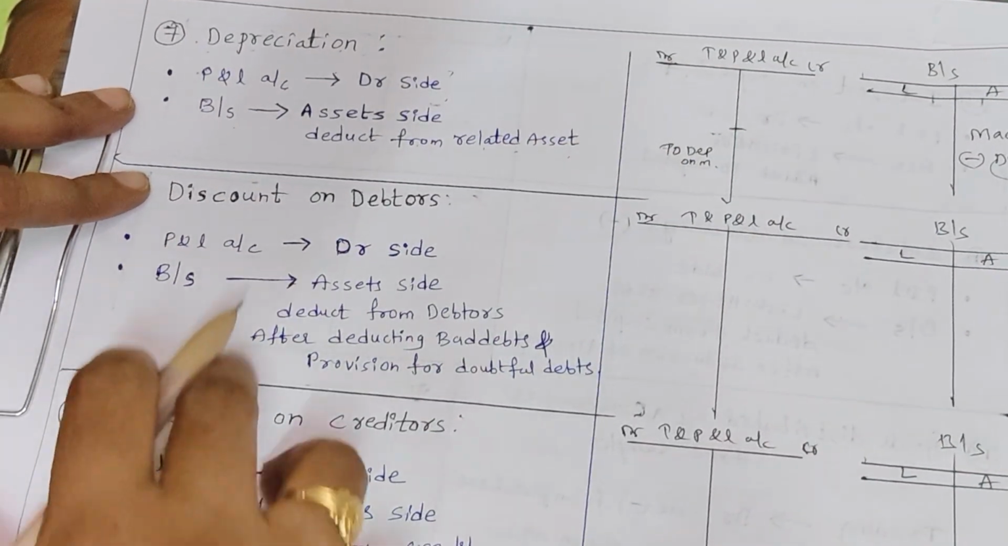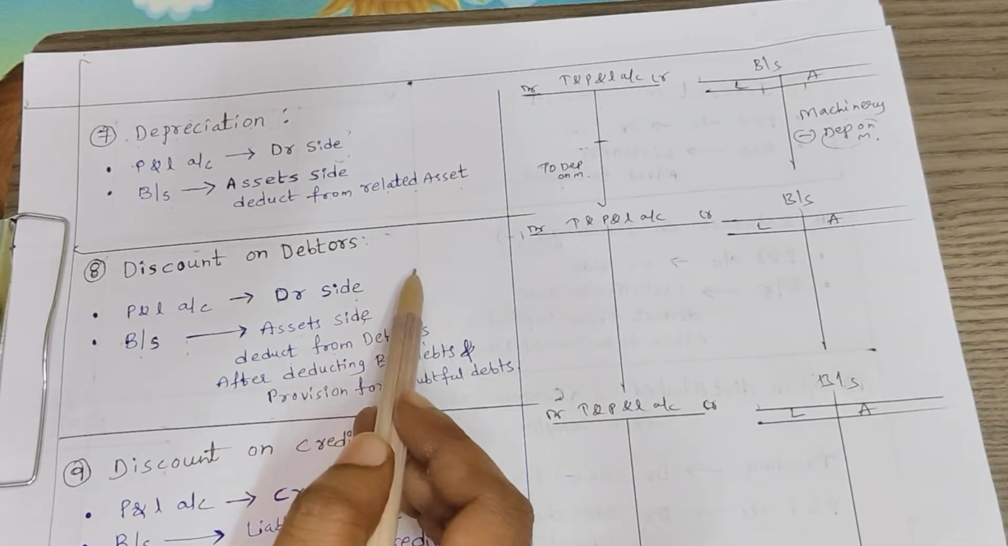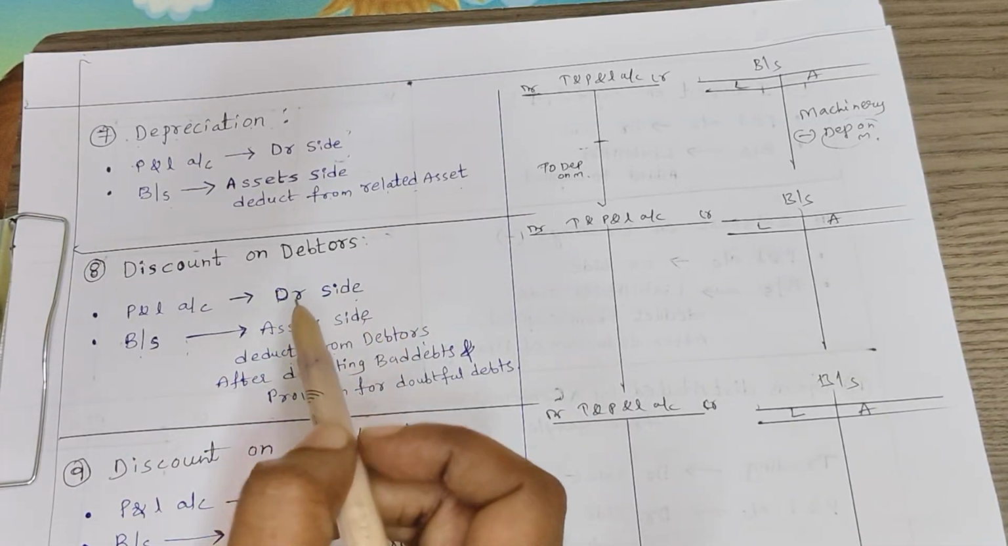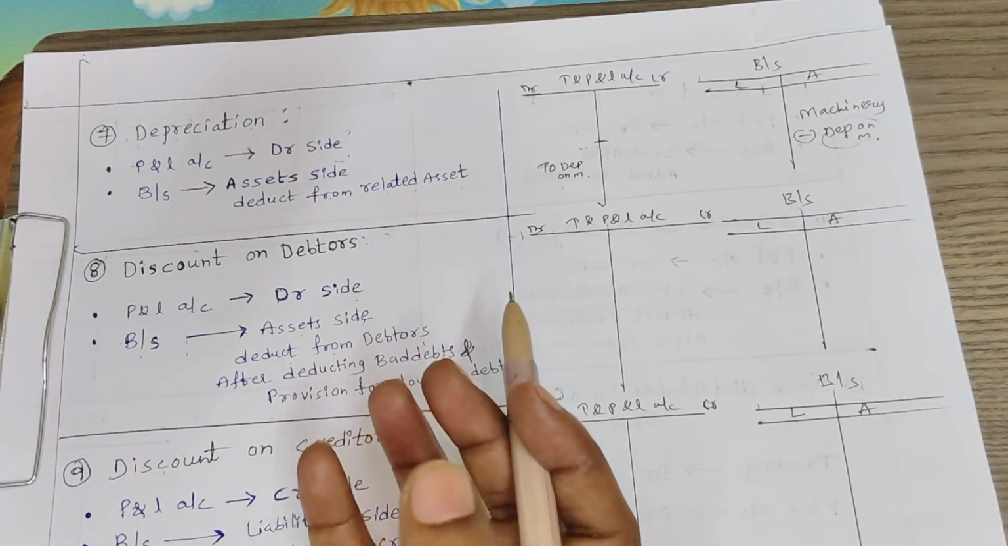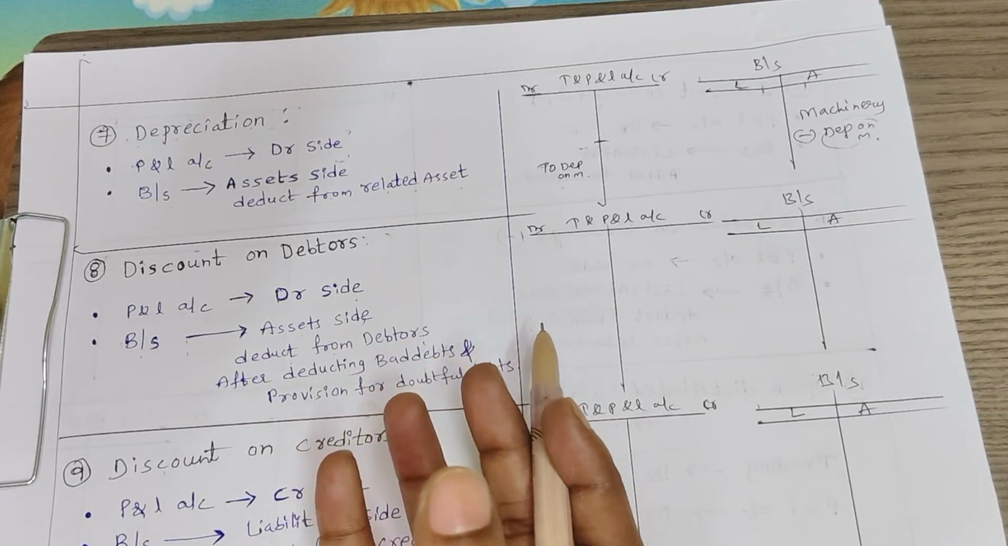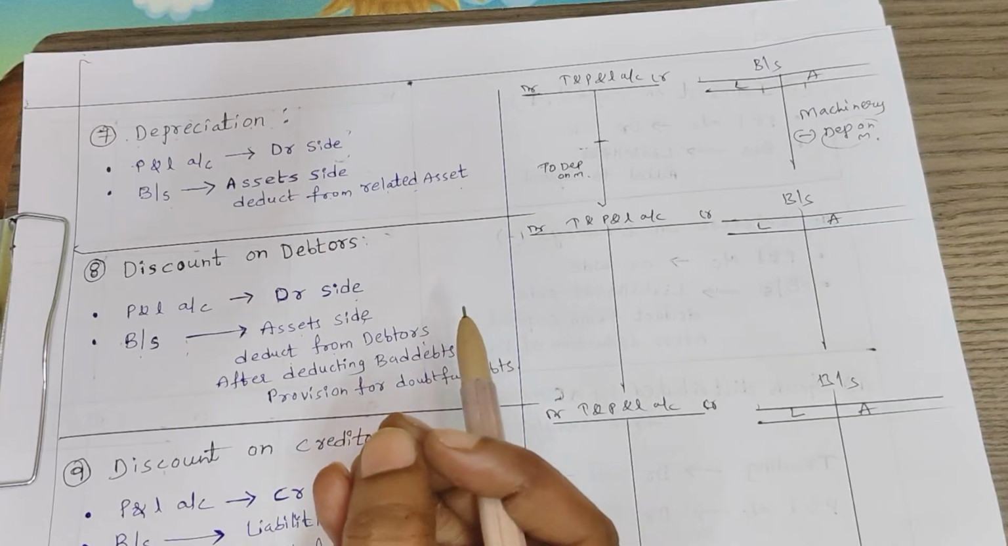Then next, discount on debtors. What is the meaning here? If a customer pays his dues correctly, the business organization allows cash discount to the debtors. So this is a loss to the business concern.